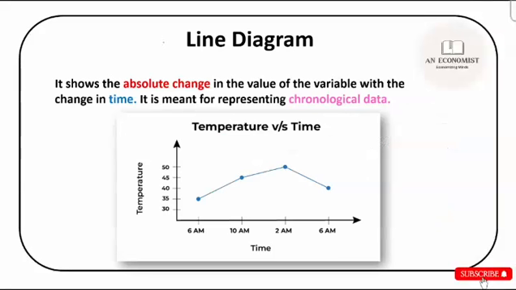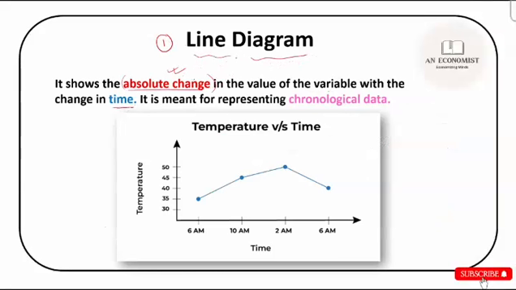The first diagram that statisticians use is the simple line diagram. What is a line diagram? It shows the absolute change in the value of a variable with the change in time. Here the focus is on the words absolute change, and you will see why I am focusing on this term, because we have something called the ratio chart which focuses on the relative change. So here absolute change has some special significance.